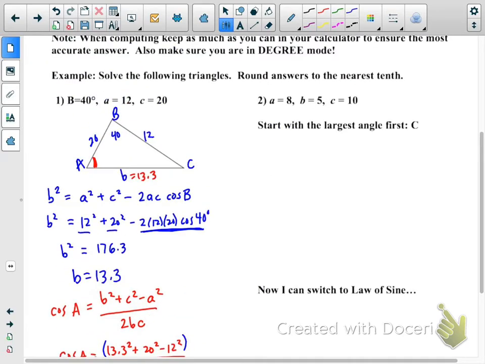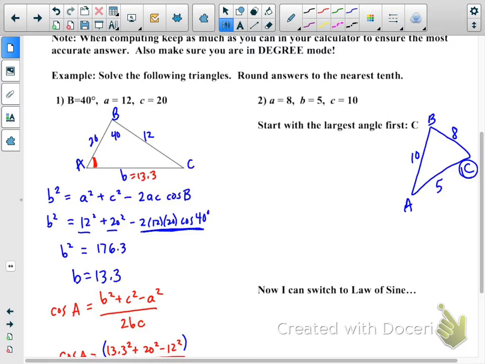This one I have all 3 sides. Now, it's really not going to make a difference too much with what we're going to do, but just to be safe, whenever you know all 3 sides, start with the largest angle first, and the largest angle is always across from the largest side. So in this case, since 10 is my largest side, let's find angle C first. Plus, that'll give me a chance to switch that formula around to find different angles here. So I want to find angle C, 8, 10, 5.